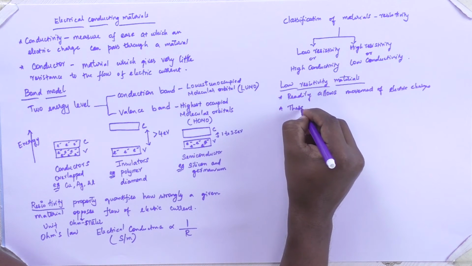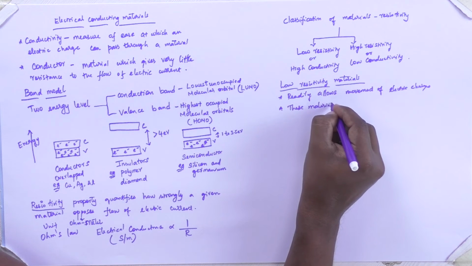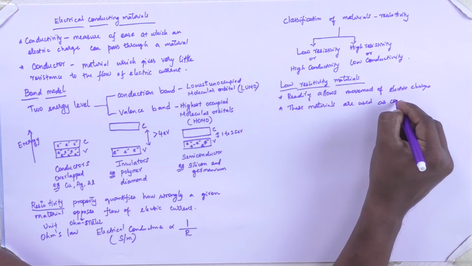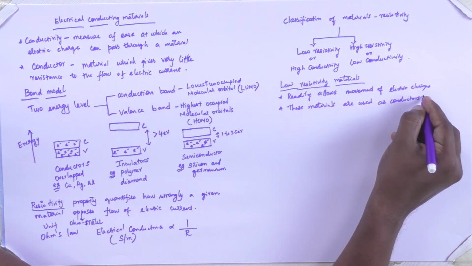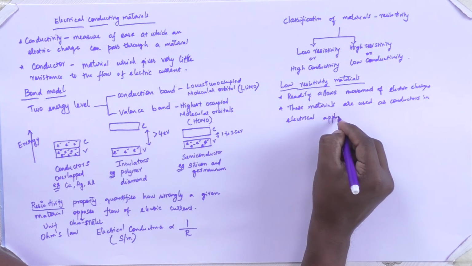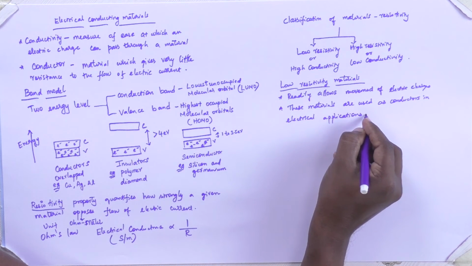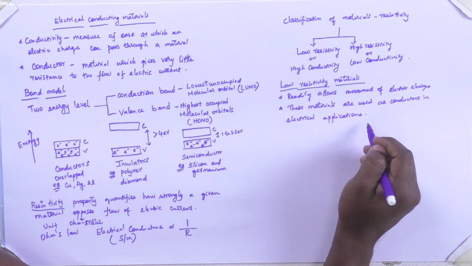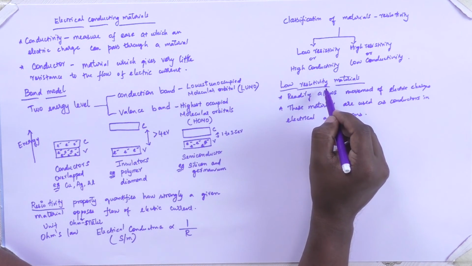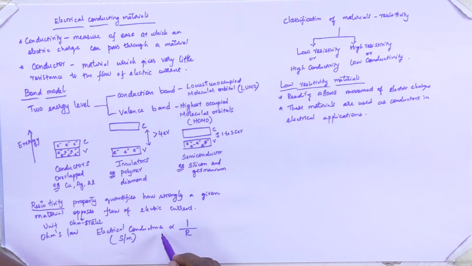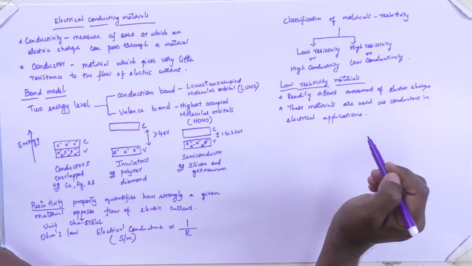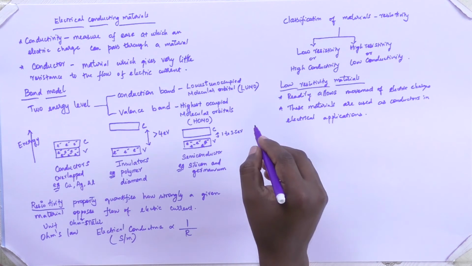These materials are used as conductors in electrical applications. So in electrical applications, you have these low resistive materials. Since they are low resistive, their conductance is very high. So usually these metals are used for conducting purposes in the electric field.